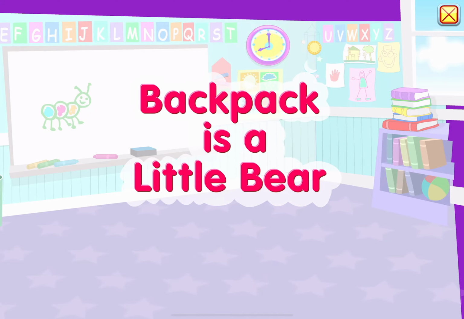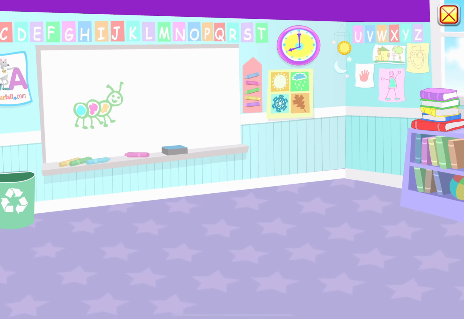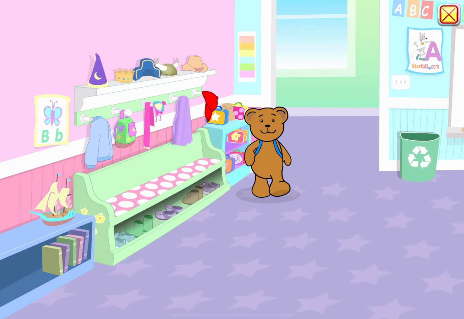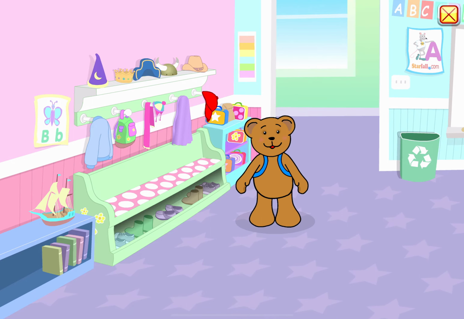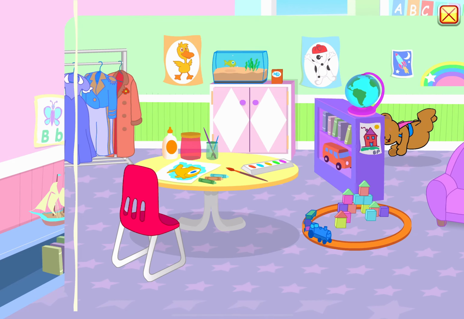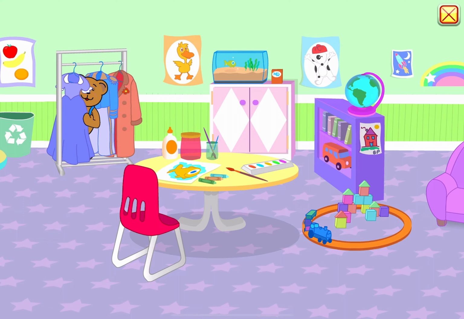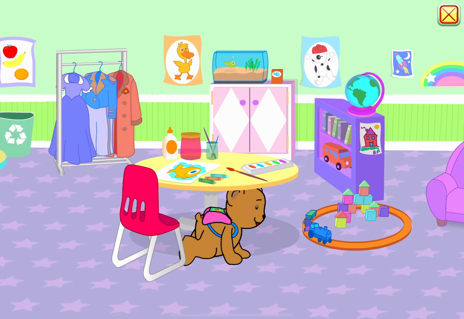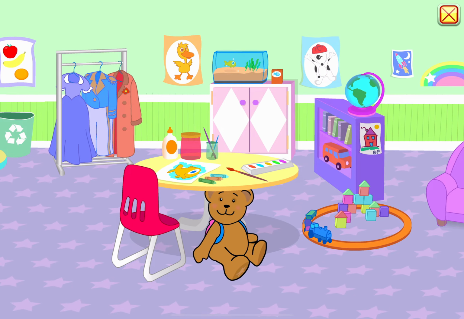Boopanpankids! Backpack is a little bear, little bear, little bear. Backpack is a little bear whose fur is soft and brown. Backpack's playing hide and seek, hide and seek, hide and seek. Backpack's playing hide and seek, where can that bear be found?